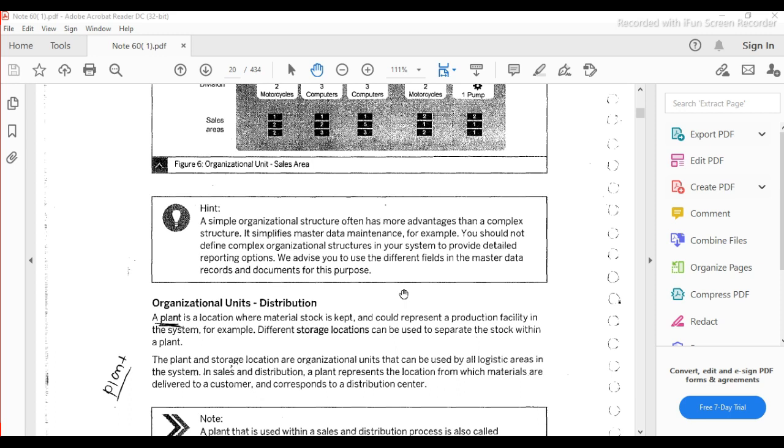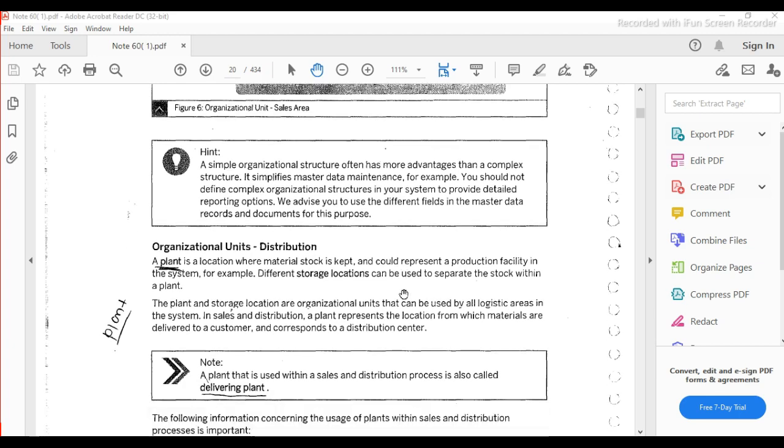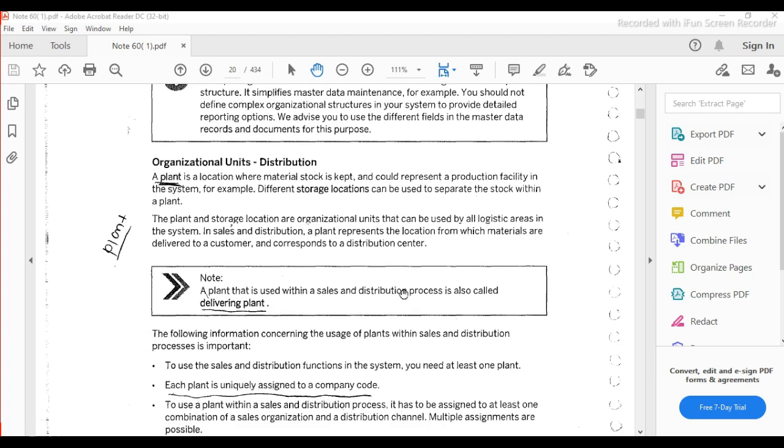You cannot create n number of unwanted sales organizations. If it is required, then you have to create it, or based on the company requirement we create n number of sales organizations. But what SAP suggests is, don't create n number of sales organizations because it will make your system complex. Now then we have another organizational unit, that is the plant.